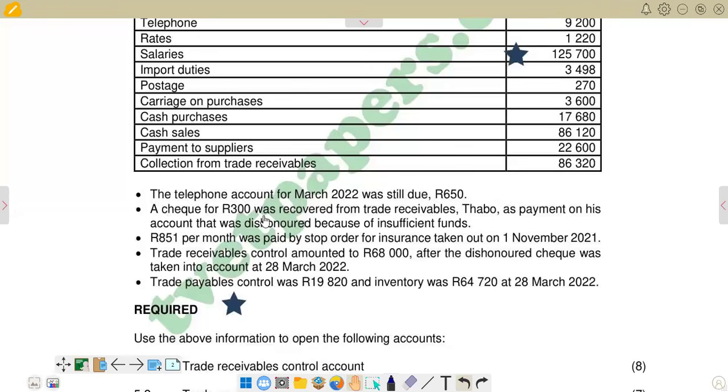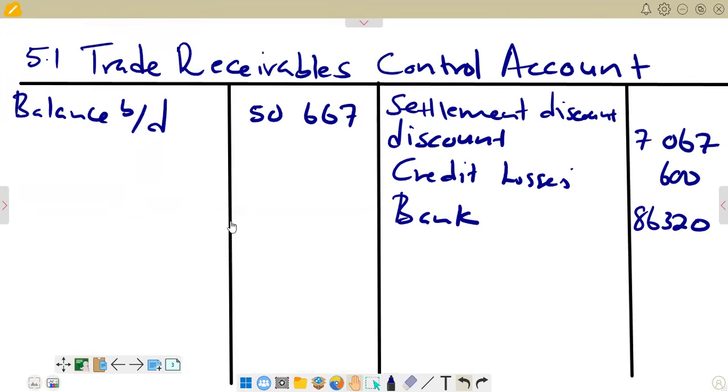Remember, whenever there's a payment, we go to the credit side to reduce the amount being owed by debtors. So if the check is returned, we have to reinstate the amount again. So you go back to the debit side to put that 300. So it's just a dishonored check. So we go to the debit side. We are saying here, this is an amount that has been returned by the bank. So we are saying bank, and the amount is 300.